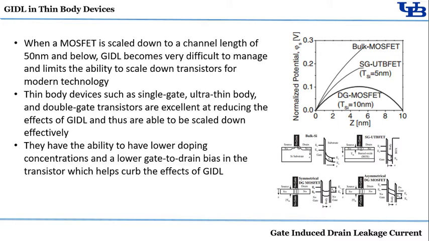In the first figure, you can see that in thin body devices, for different types, the single gate and the double gate, there are different amounts of GIDL current as compared to the bulk Si MOSFET. And you can see the profiles of these thin body devices in the second figure.